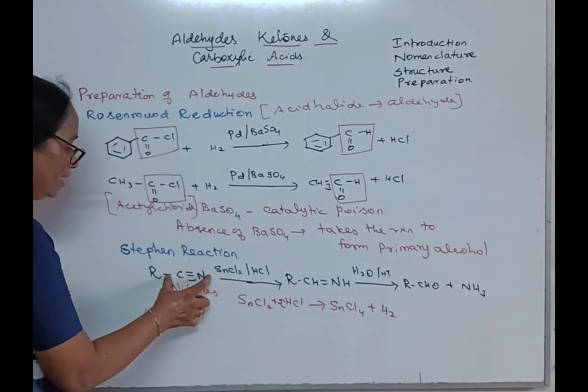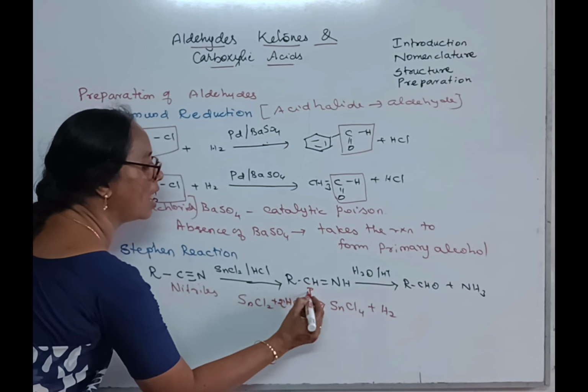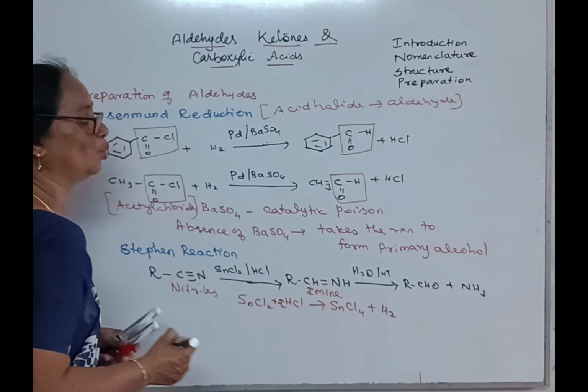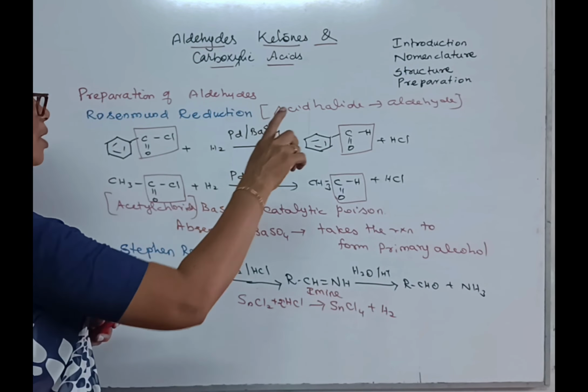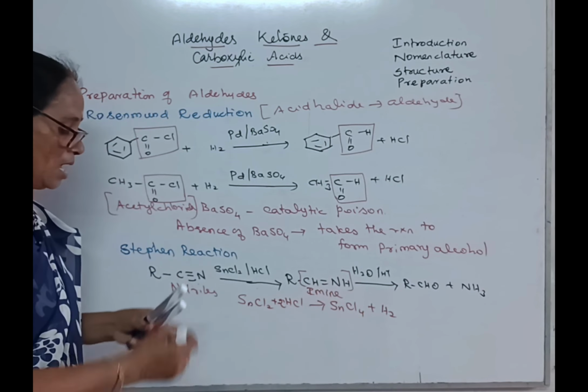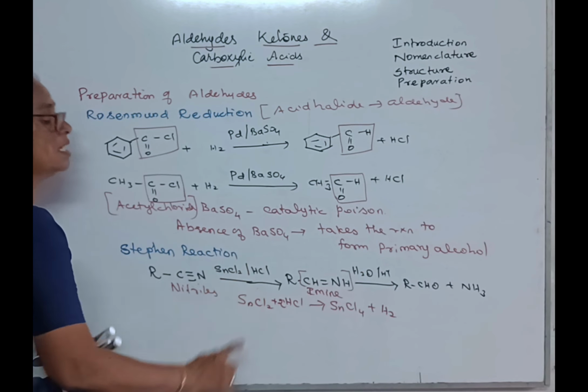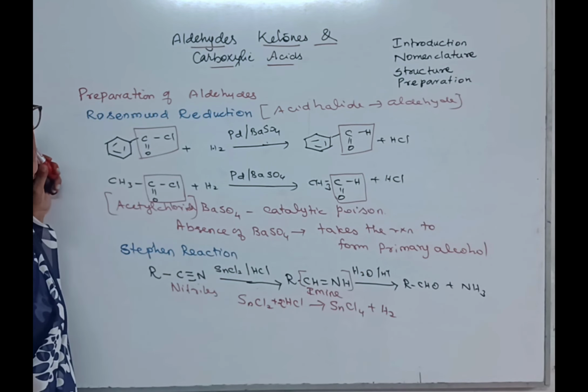And this nitrile actually forms aldehyde through the formation of imine. This is said to be imine. A CH double bond NH structure is called imine structure. So this Stephen reaction proceeds in presence of stannous chloride and HCl.